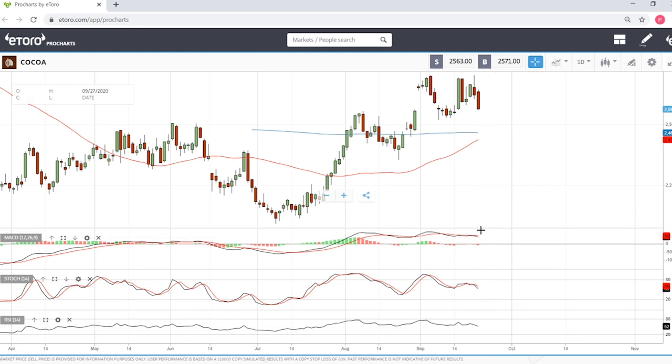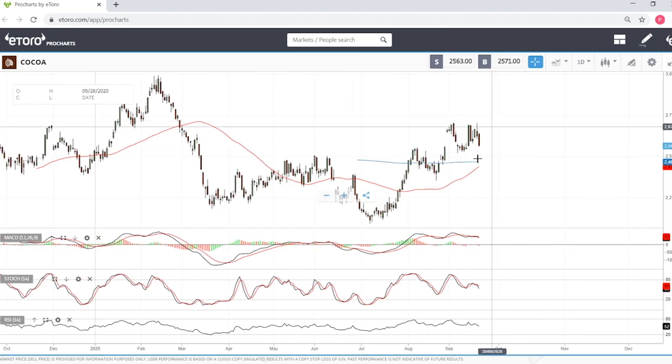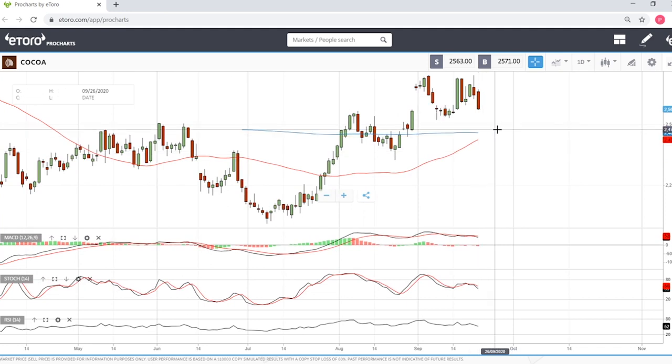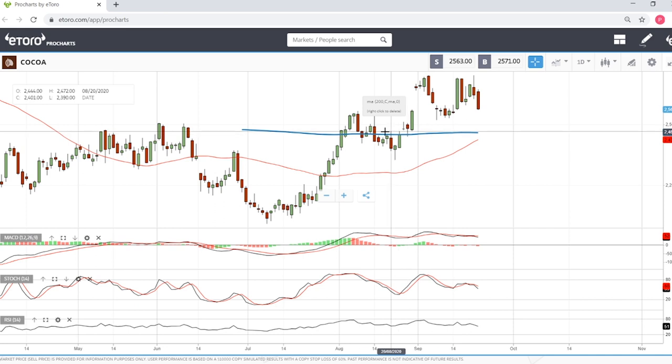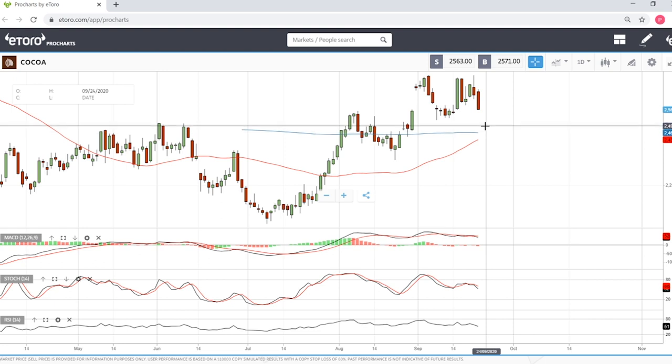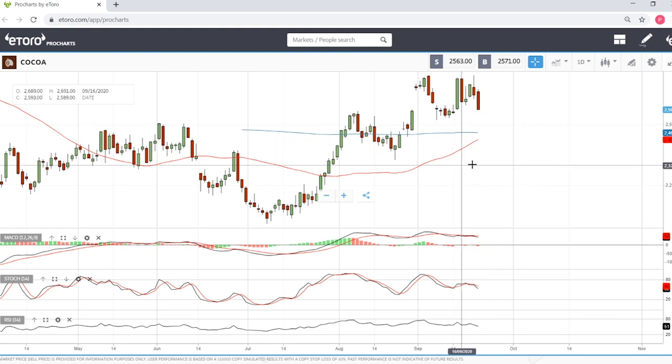The technical indicators are all pointing to this market going significantly lower. So I would just wait and see if we get all the way down here, and then see whether or not we bounce. I would be fairly surprised if we break both the 200 moving average and the 50 moving average and all of this support that is in this area here. So 2.4, 2.5 should be significant resistance for this market.